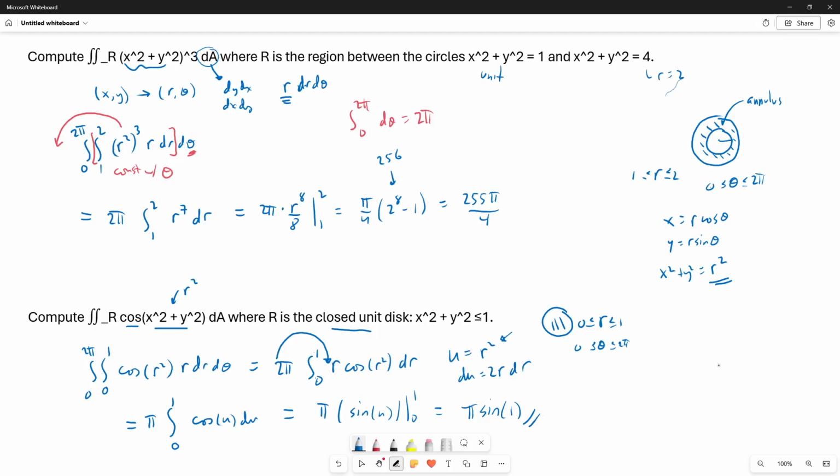So in polar coordinates, dA, which is dy dx in rectangular, is r dr dθ in polar. And x² + y² is equal to r², and that's a consequence of x being r cos θ and y being r sin θ, and of course the identity that says cos²θ + sin²θ is equal to 1.